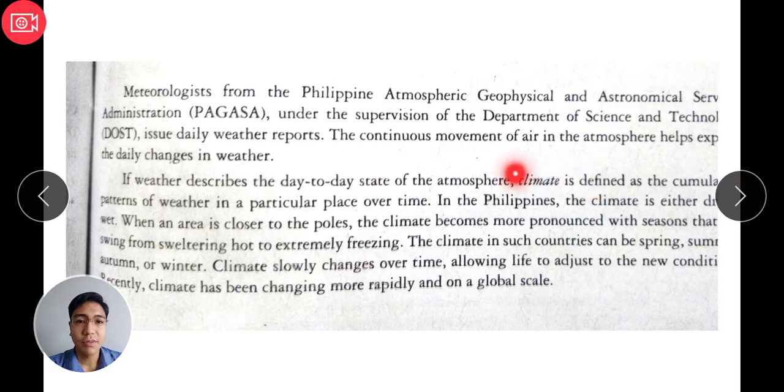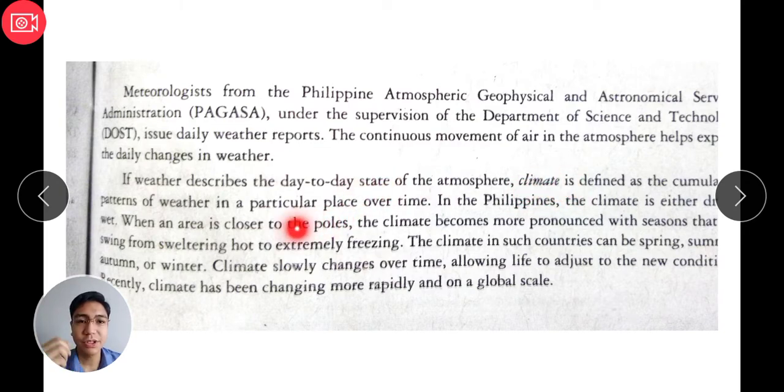So the meteorologists are the ones responsible for observing our atmosphere. PAGASA, the Philippine Atmospheric, Geophysical and Astronomical Services Administration, under the DOST, so yung kila Mang Tani, yung kila Kuya Kim, ayan. So sila yung nag-aaral ng daily changes in the weather.